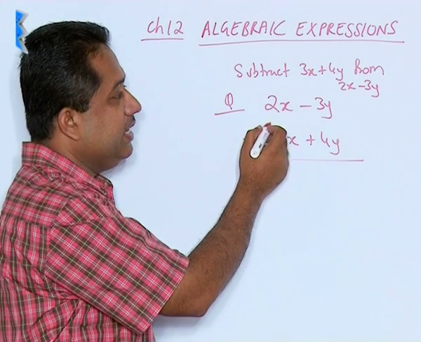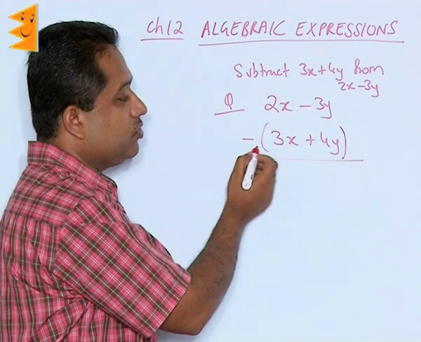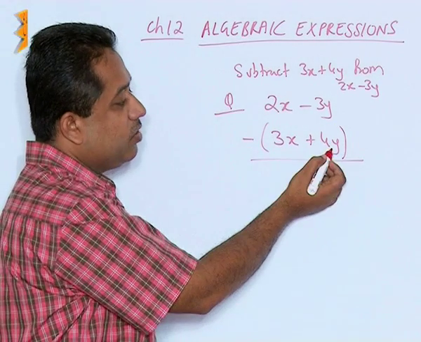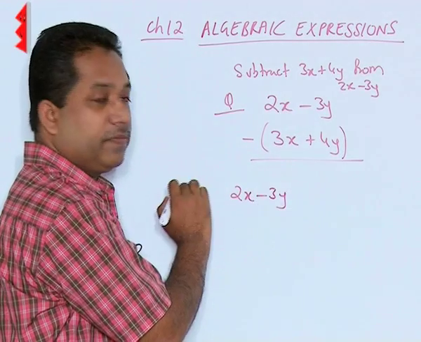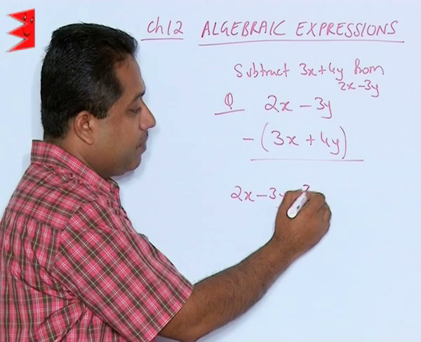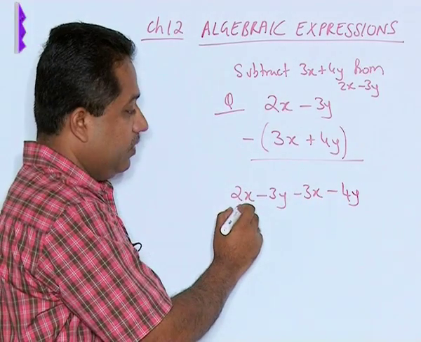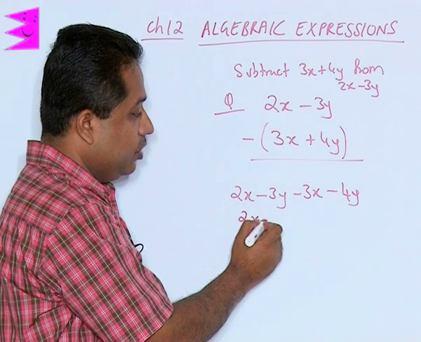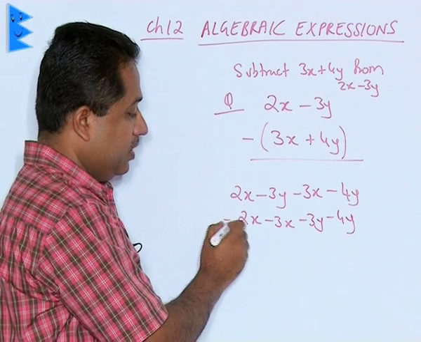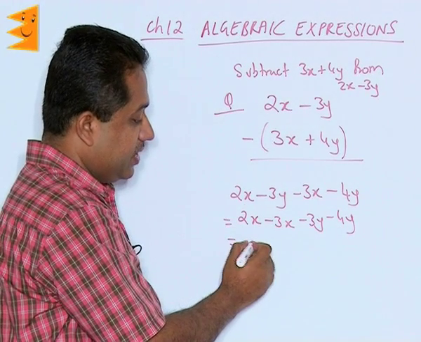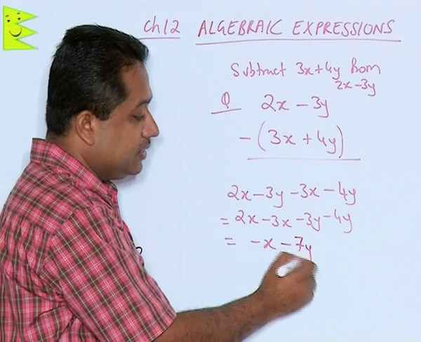So, we are subtracting 3x plus 4y from this. Here actually there should be a bracket and the signs are going to change. So, this is 2x minus 3y, and when I change the signs this becomes minus 3x and minus 4y. Now, taking the like terms, we say 2x minus 3x minus 3y minus 4y. Therefore, 2x minus 3x gives minus x, and minus 3y minus 4y gives minus 7y.